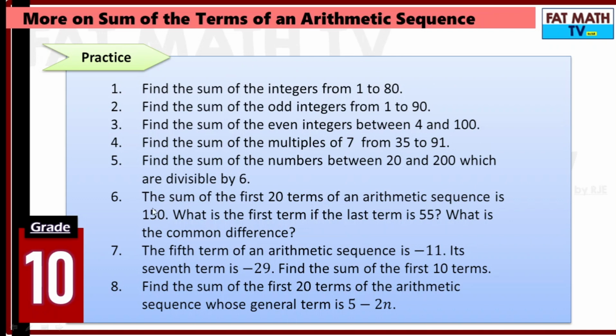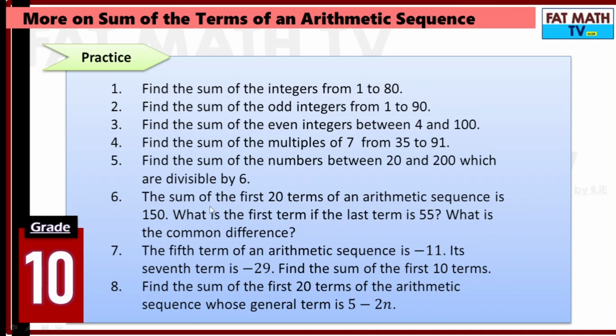We have here 8 items similar to the examples. Number 1, find the sum of the integers from 1 to 80. Number 2, find the sum of the odd integers from 1 to 90. Number 3, find the sum of the even integers between 4 and 100. Number 4, find the sum of the multiples of 7 from 35 to 91. Number 5, find the sum of the numbers between 20 and 200 which are divisible by 6. In number 5, you need to identify the first term and the last term.